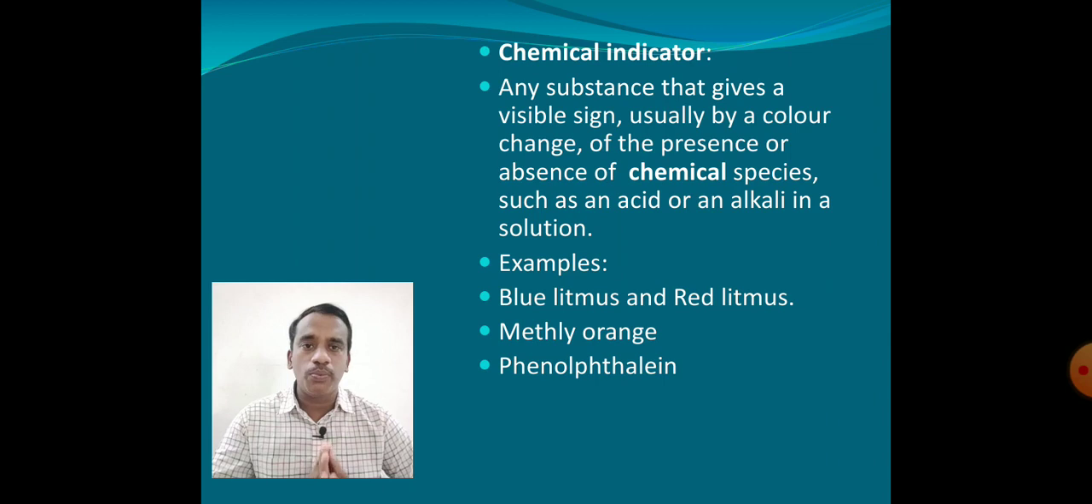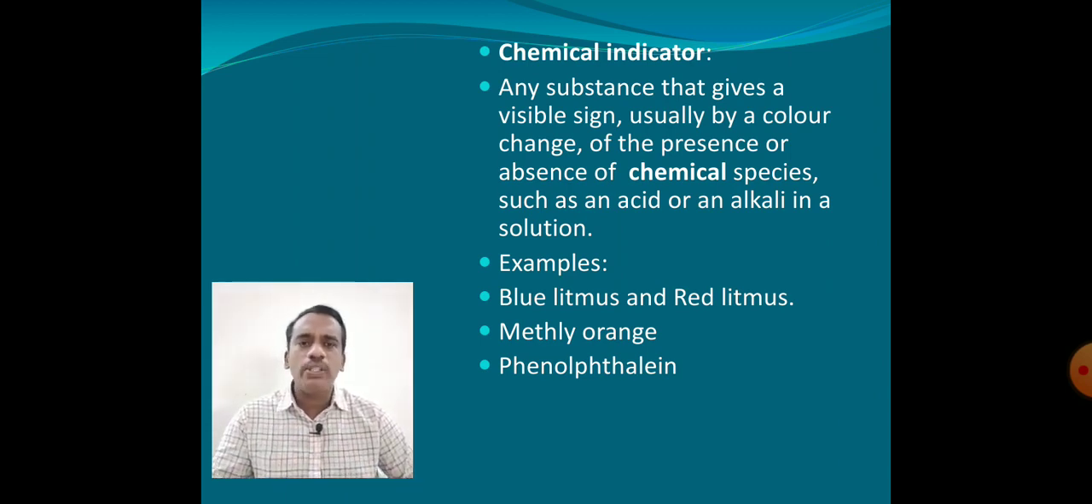Other than these two, blue litmus and red litmus, we are going to use two more kinds of indicators. One is called methyl orange and another one is called phenolphthalein. In your upcoming classes or grades, in your plus 1 and plus 2, you will come across titrations. In those titrations, you will be using these indicators especially. It will indicate whether the medium is an acidic medium or a basic medium.